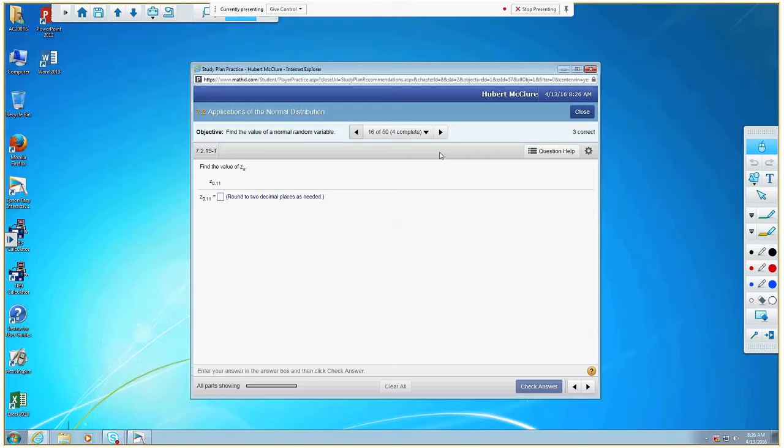Draw you a picture. And they want to know the 11th percentile. Draw a picture. That means get a pencil out, paper. Put brain in gear. How you doing?